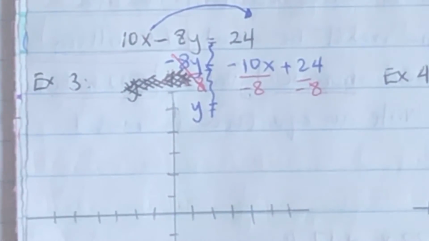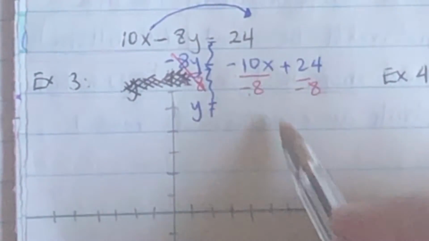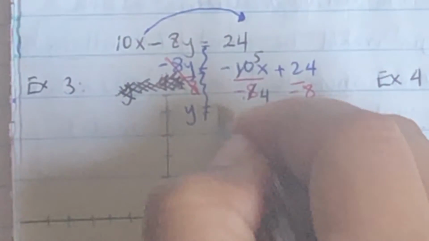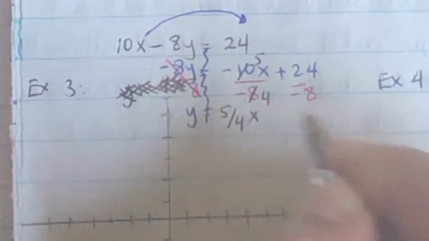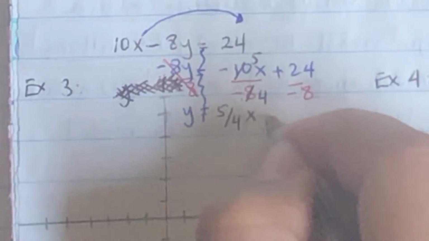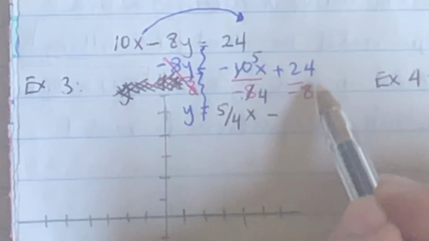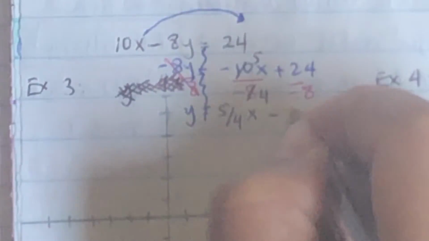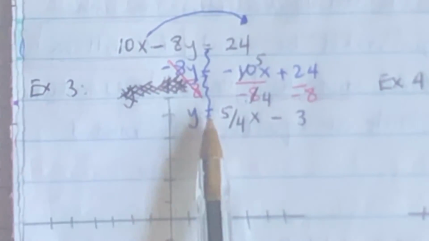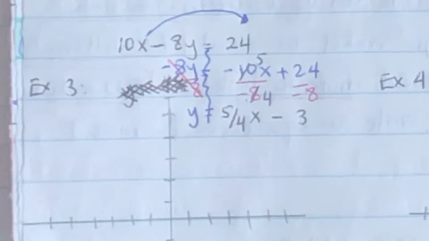And then you have to simplify this too. What goes into 10 and 8? 2 goes in 5 times there, and it goes in 4 times there. So it's going to be positive 5 over 4x. Positive divided by negative is a negative. And then 24 divided by 8 is going to be 3. So you see now it's y equals mx plus b.